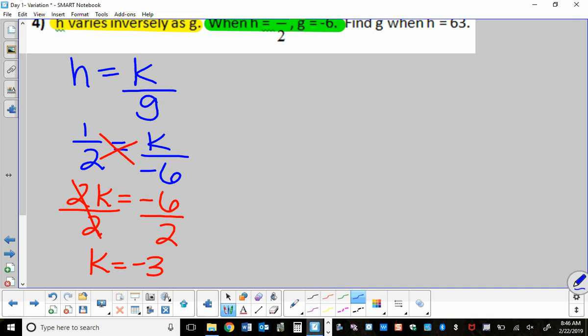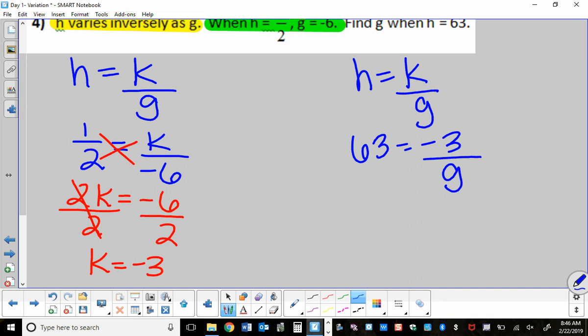All right, the end of my problem says find G when H is positive 63. So I rewrite my equation. H is 63. My K is negative 3. And we're trying to find G. How would you solve this problem? No. And that's what everyone thinks. Everyone thinks that we're going to multiply by 3 because you're used to multiplying by that number. What we would have to do is multiply by the denominator. But what I like to do, let's make this a proportion. Put that 63 over 1.